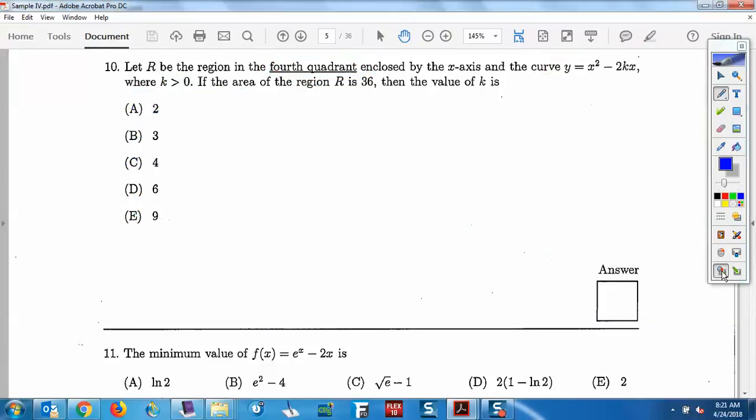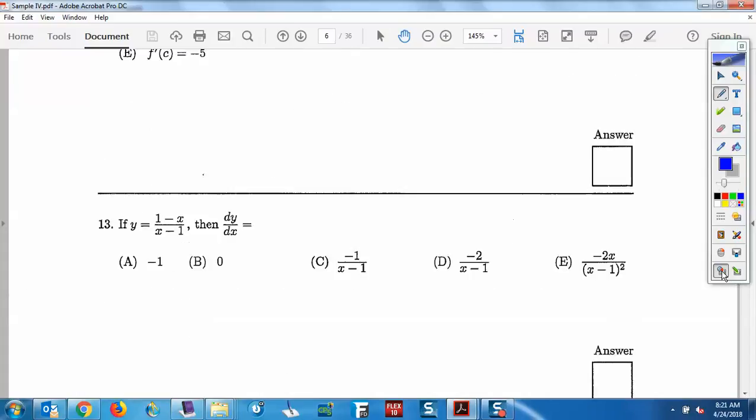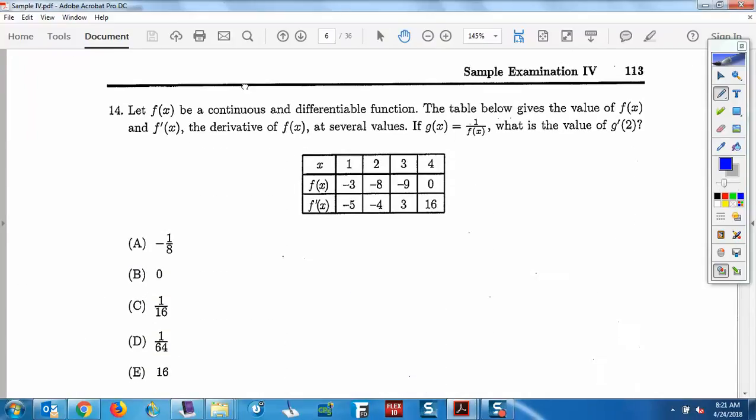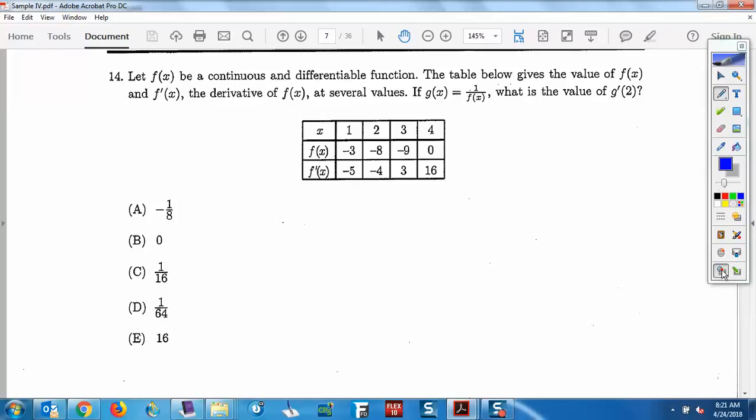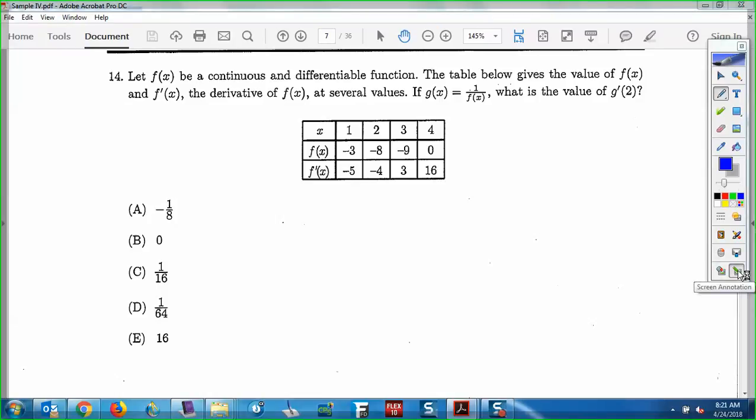All right, what else? Which one? 13. 14. Let f be a continuous and differentiable function. The table below gives the value of f of x and f prime of x, the derivative of f, at several values. G of x equals 1 over f of x. What is the value of g prime of 2?